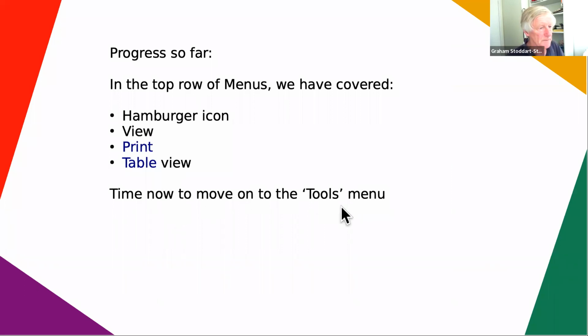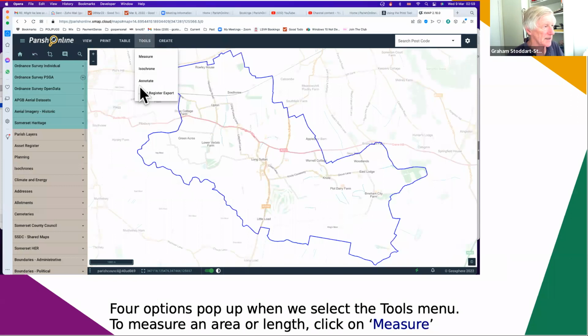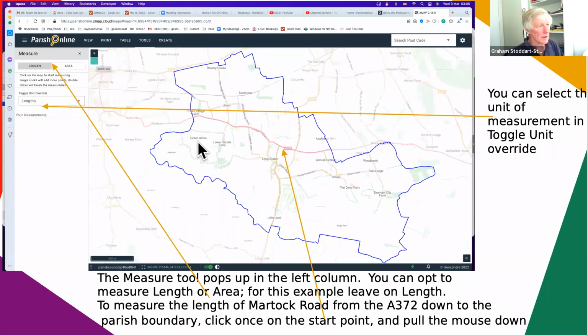Moving on to tools, which is this one. You'll see that we have 4 items. First one is measure, which is really, really very useful. So when you click on measure, it comes up with this column on the left-hand side, and you can choose, are you going to measure length? Are you going to measure area? So I'm going to say, let's go for length. And I'm going to say, for example, let's see how long the distance is from here, this point where the 372 meets the top of Martock Road, and 372 hits the parish boundary.